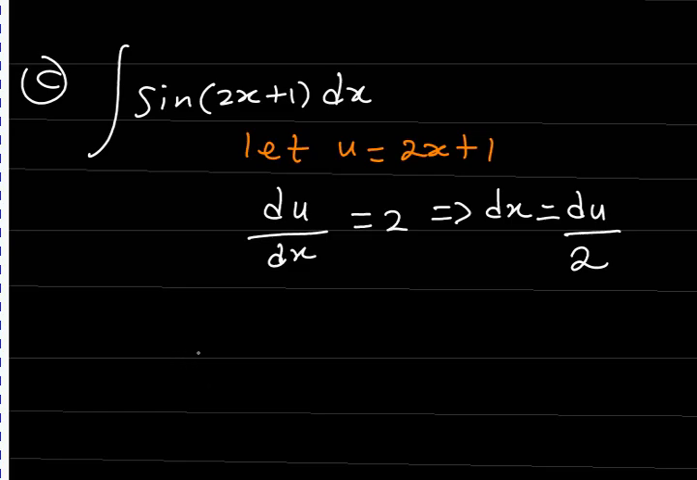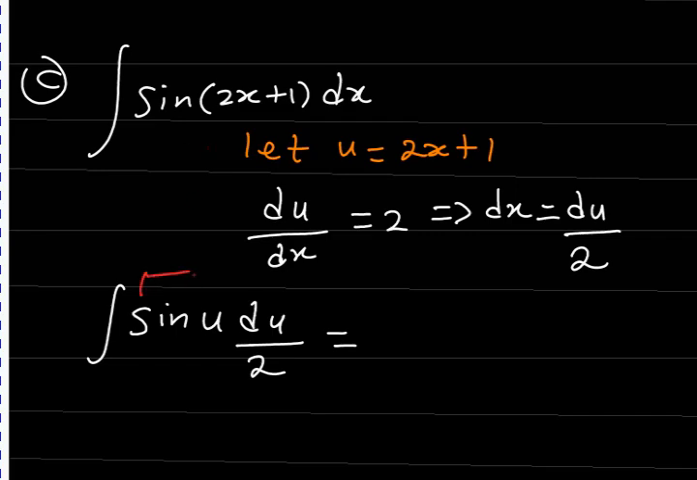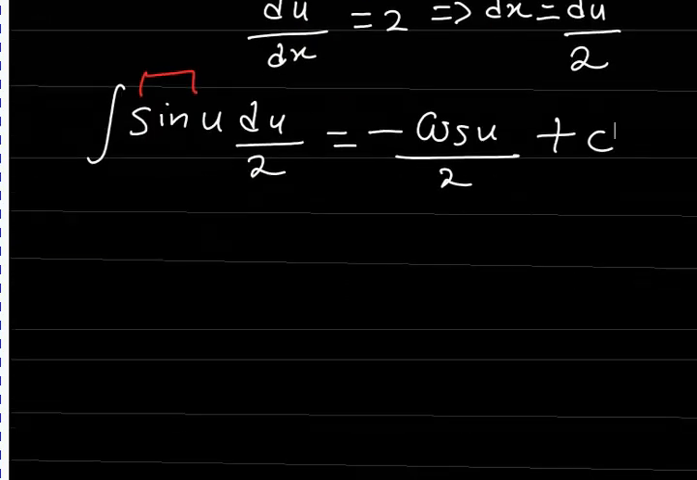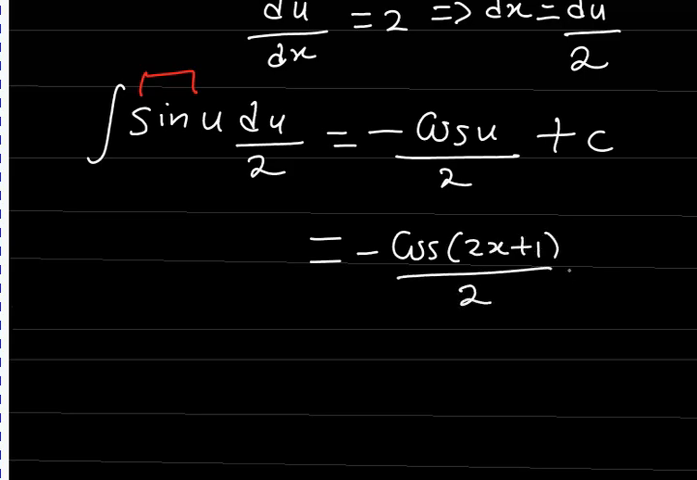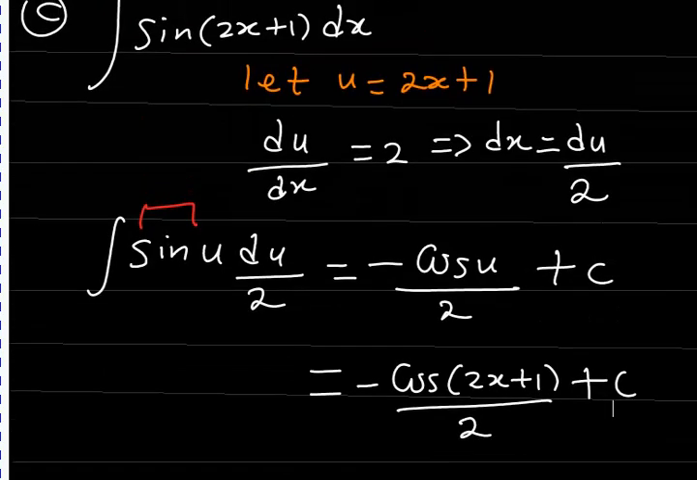Okay, so with what I have, this is going to be the integral value of the sine of u, with respect to du all over 2. If I integrate sine u, you know I have minus cos u, divided by 2, plus the constant of integration, which of course is equal to minus cos of 2x plus 1 all over 2, plus the constant of integration.